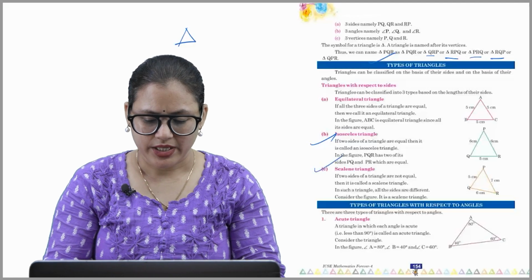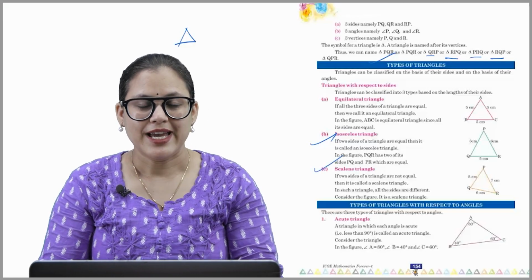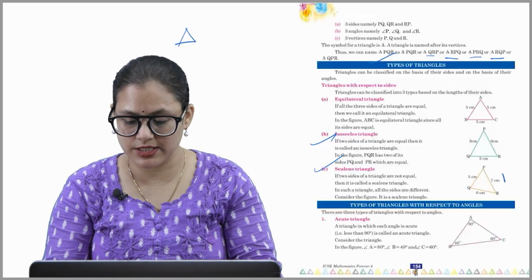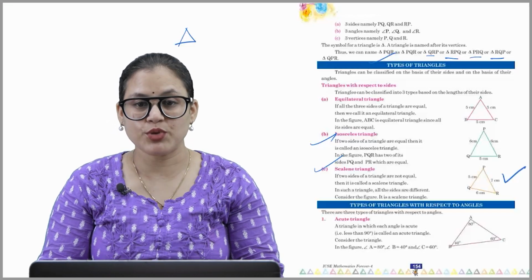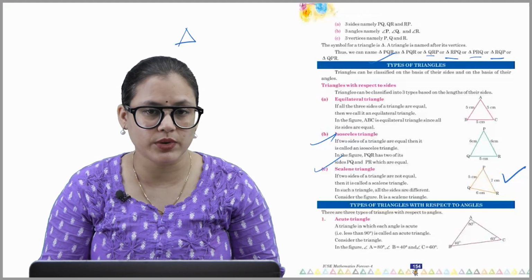C. Scalene triangle. If no two sides of a triangle are equal, then it is called a scalene triangle. In such a triangle, all the sides are different. Consider the figure, this one, it is a scalene triangle. Now, types of triangles with respect to angles. There are 3 types of triangles with respect to angles.